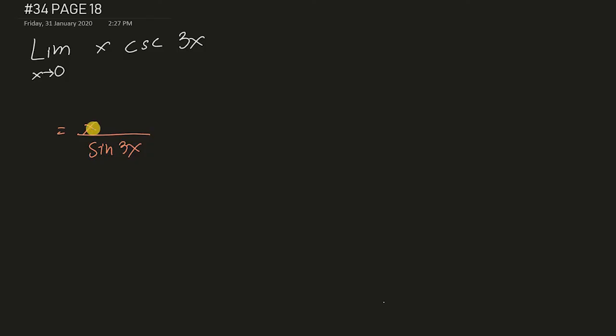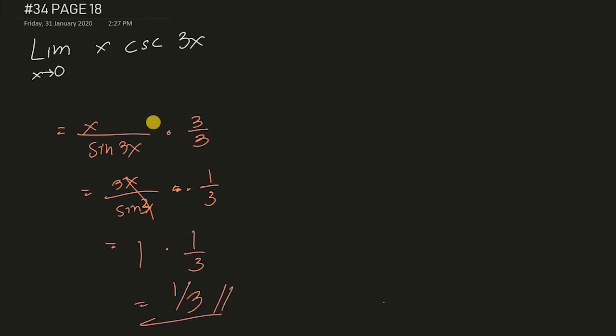Ngayon, para maging 3x din yung sa taas, I will just multiply 3 times 3. So, 3 times x, that's 3x. And I will have sine 3x over here. This will be equal to 1 over 3 kasi nawala na yung 3. Nilipat ko lang doon. This would be equal to 1 times 1 over 3. I have the answer 1/3. So basically, the answer of this limit is 1/3.